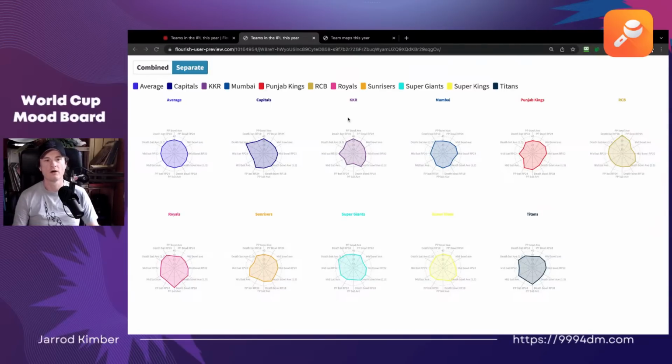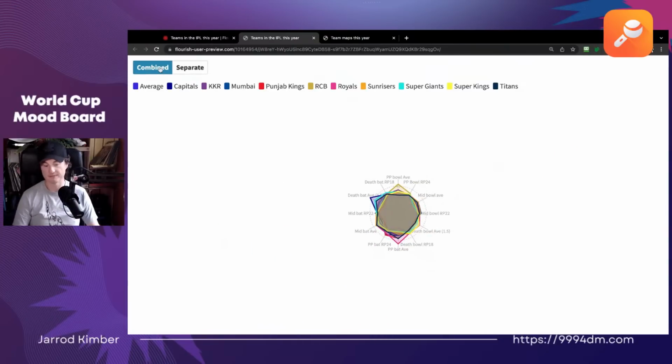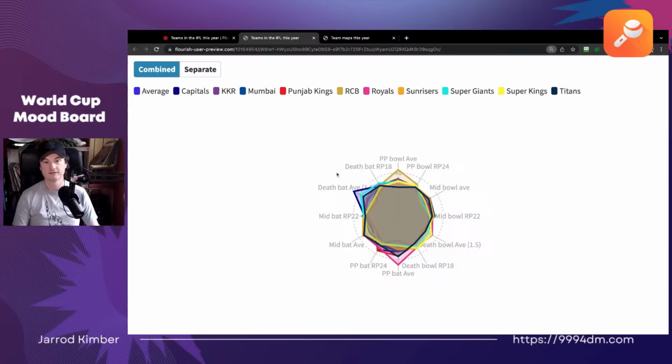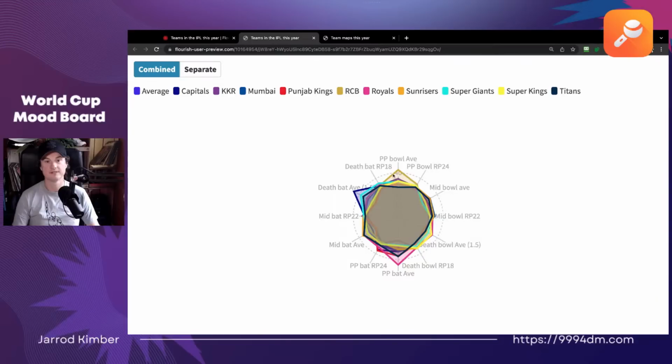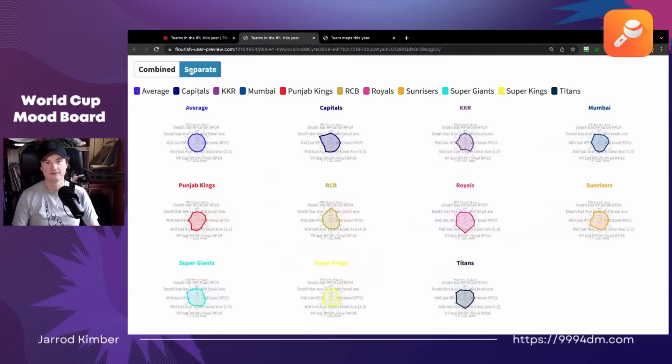What I'm then trying to do is tell you that all these teams play differently, right? You can instantly see that RCB have a terrible bowling average in the power play. This big peak up the top. These go all the way around, and you can see different strengths and weaknesses for all these different teams. You can see the different shapes that they all have. They all have their own individual shapes.